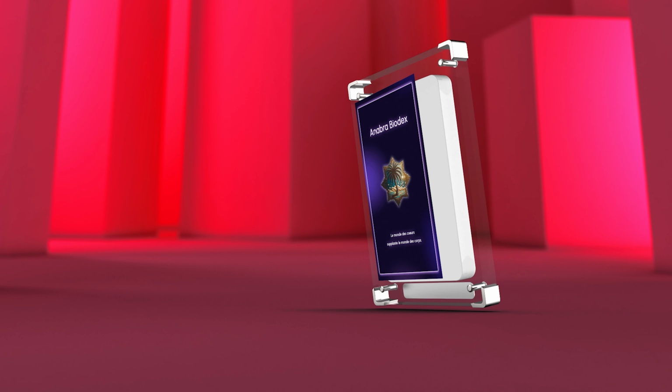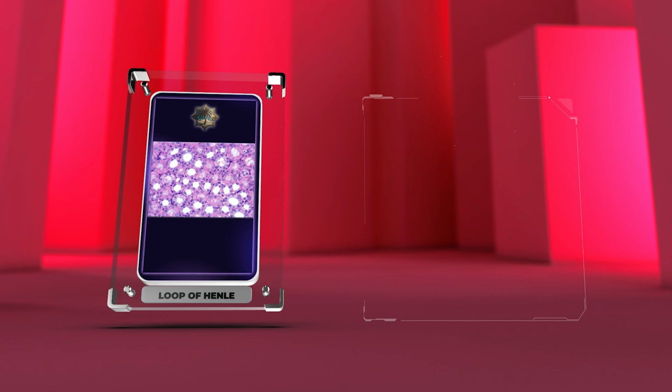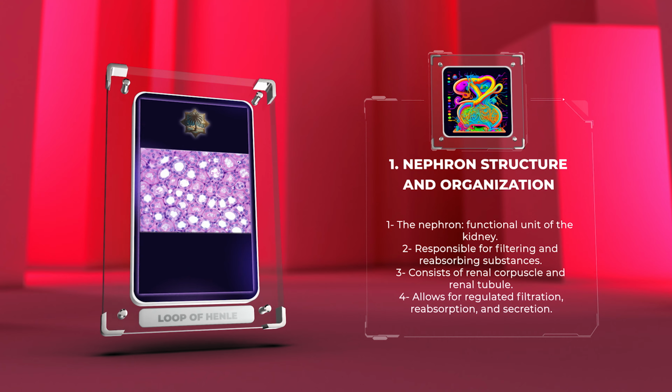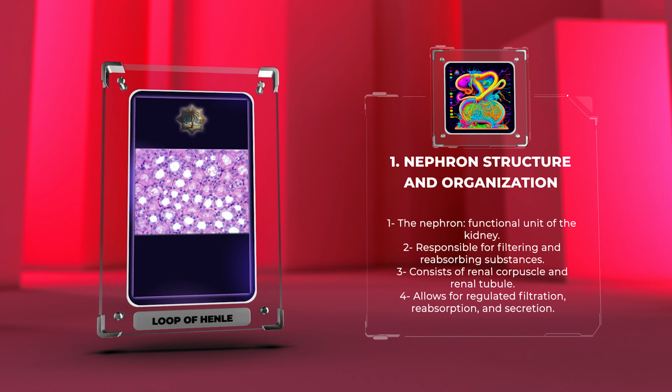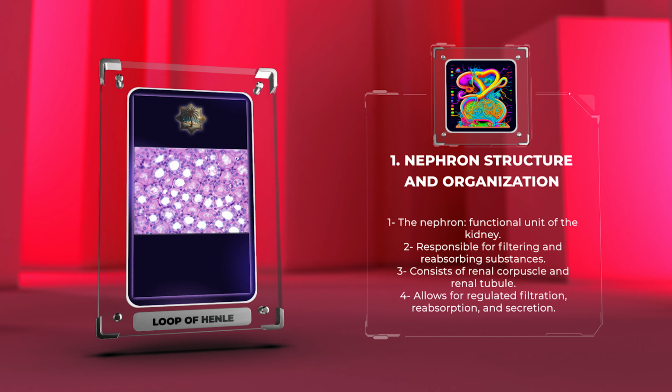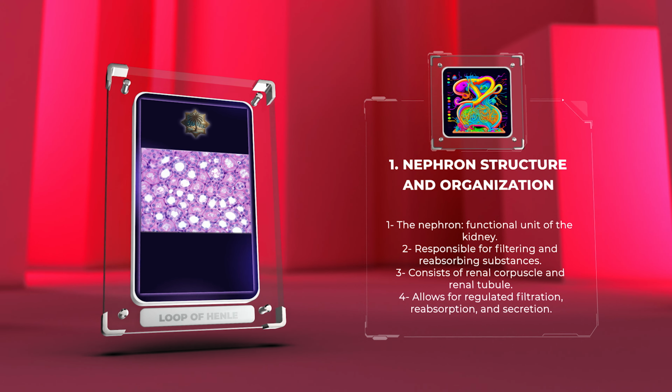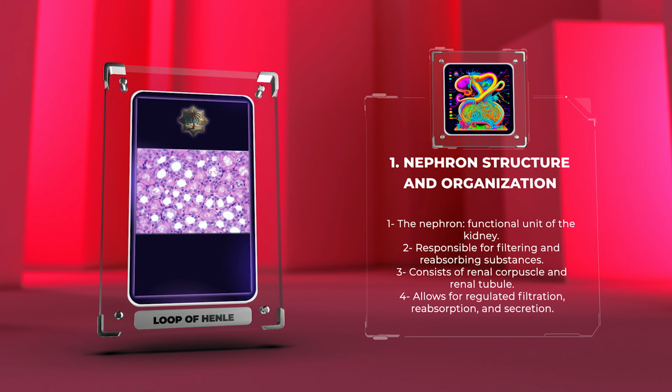The nephron is the functional unit of the kidney, responsible for filtering and reabsorbing substances. It consists of the renal corpuscle, glomerulus and Bowman's capsule, and the renal tubule: proximal convoluted tubule, loop of Henle, distal convoluted tubule, and collecting duct. This structure allows for regulated filtration, reabsorption, and secretion.